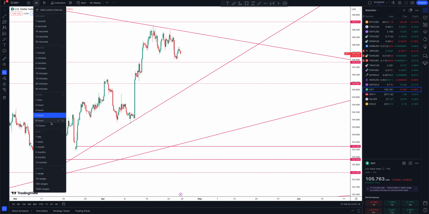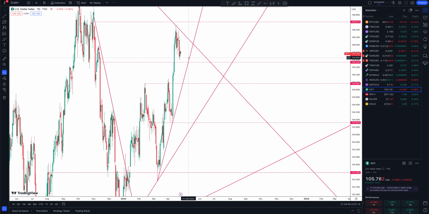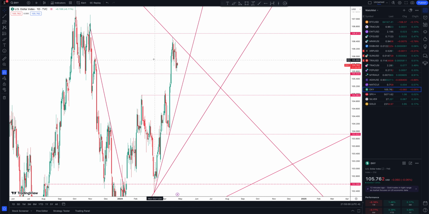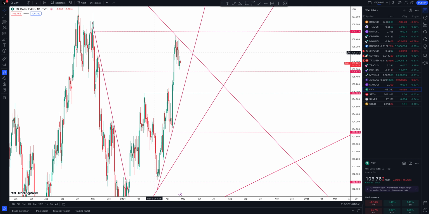And we'll also keep a close eye on DXY because if it breaks that daily uptrend, that'll be good for Bitcoin, right?